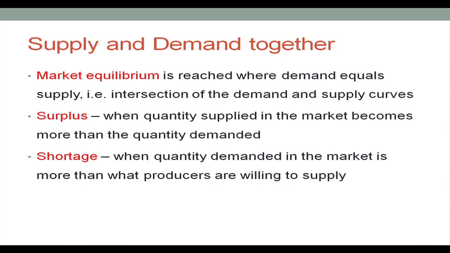The opposite of surplus is shortage. Now what happens when there is a shortage in the market? Say when quantity demanded in the market is more than what producers are willing to supply.